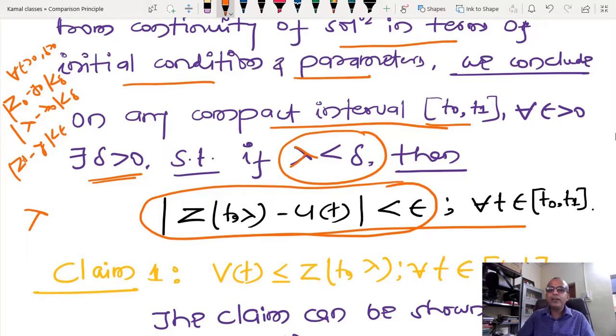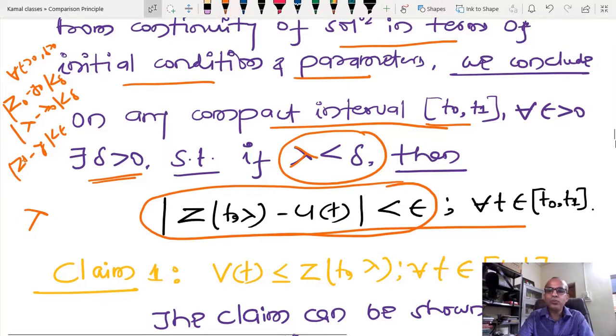If the vector field of both the differential equation and the differential inequality is the same, then first I have established this kind of result with the help of the theorem. And what is the basic goal of the theorem? To talk about the continuity of solution in terms of initial condition and parameter. Up to here, if anyone has confusion, please let me know. Anyone?